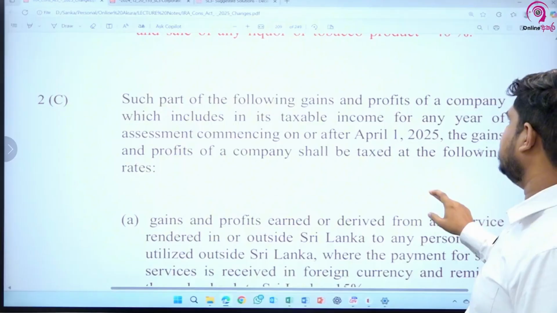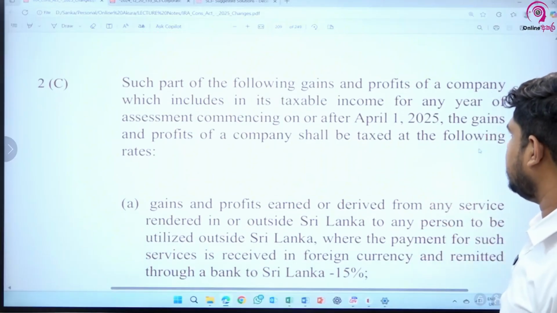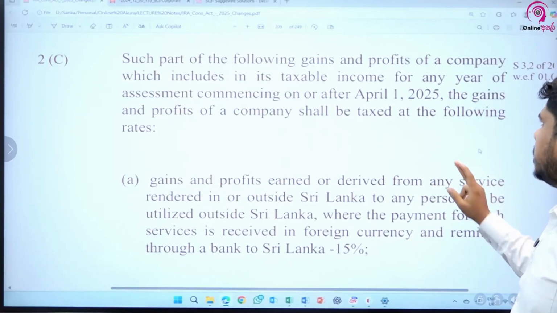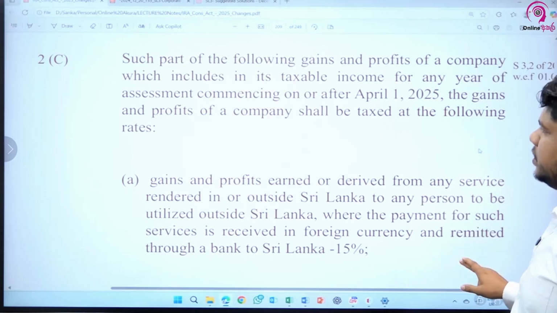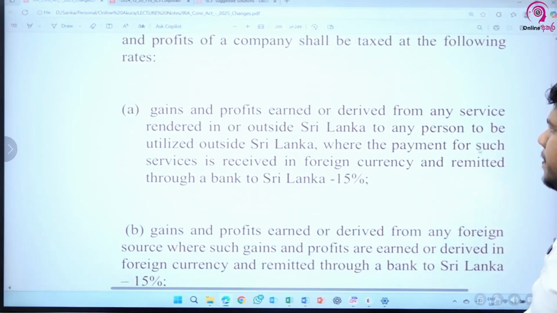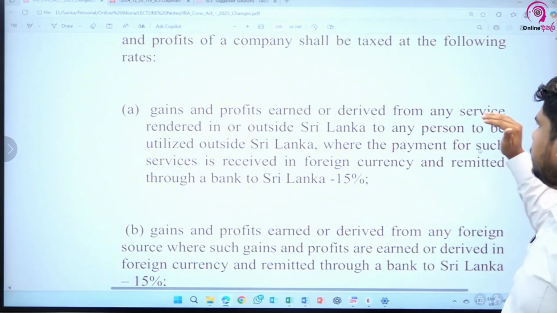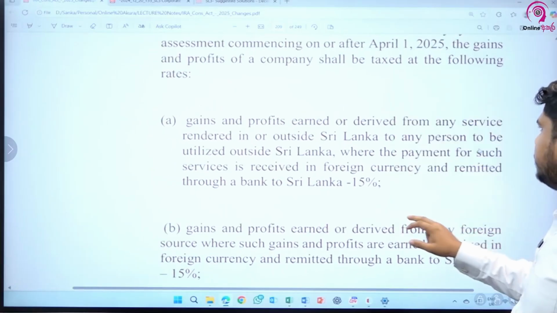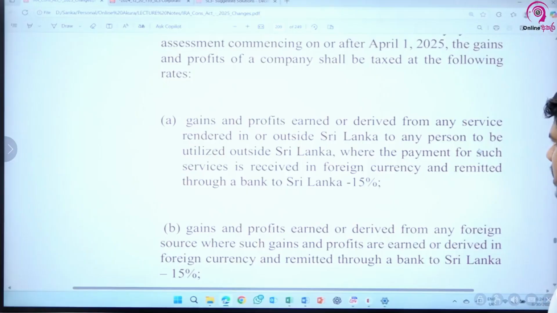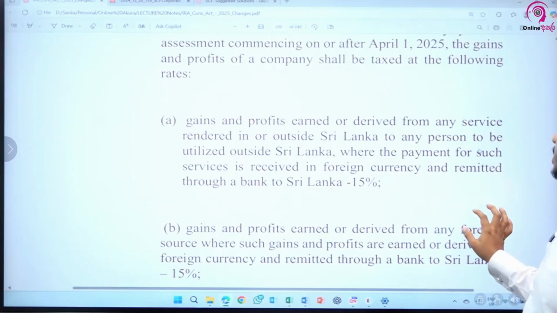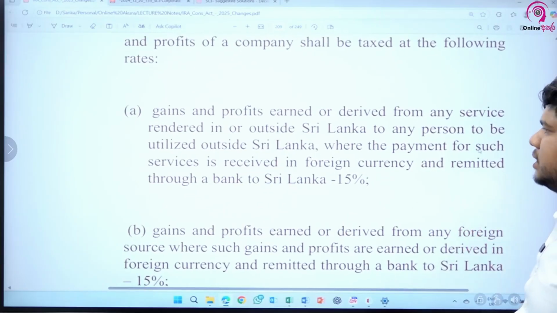Such part of the following gains and profit of a company which includes its taxable income for any year of assessment commencing on or after April 1st 2025, the gains and profit of a company shall be taxed at the following rates. Right? Gains and profit earned or derived from any service rendered in or outside Sri Lanka to any person to be utilized outside Sri Lanka, where the payment for such service is received in foreign currency and remitted through a bank to Sri Lanka.